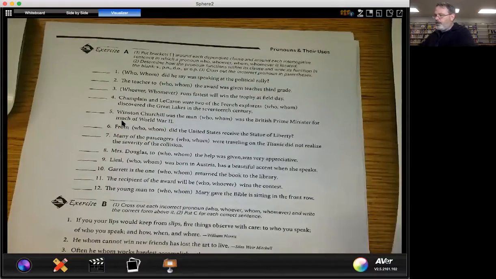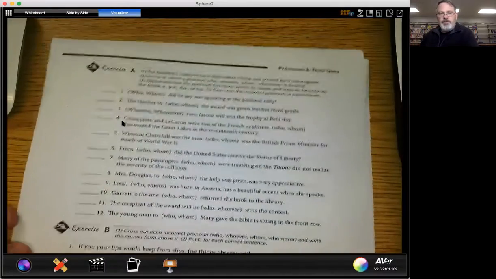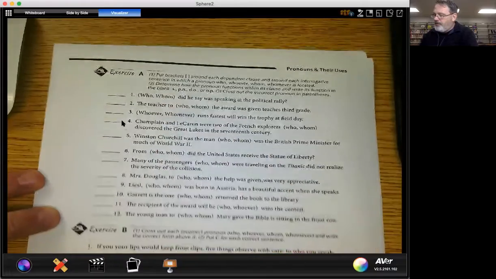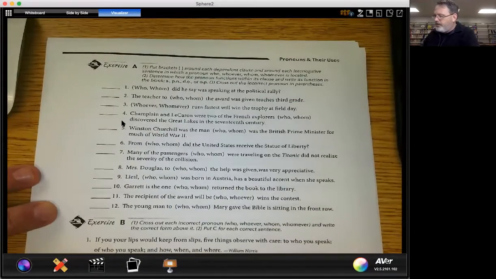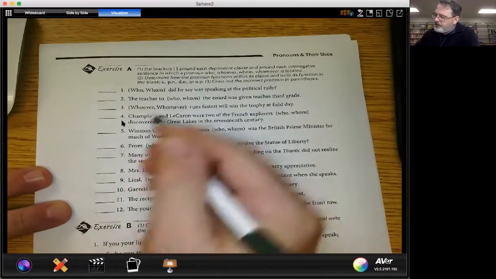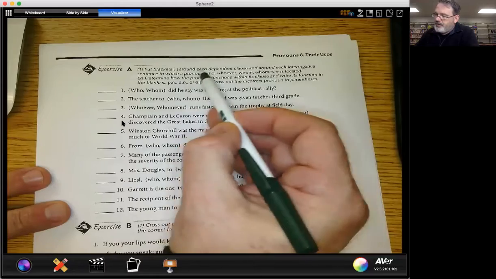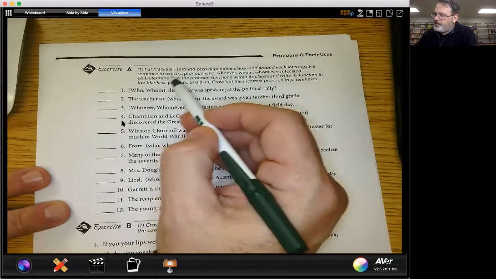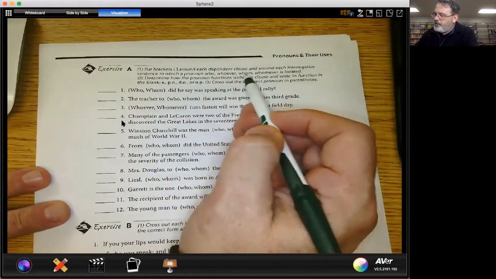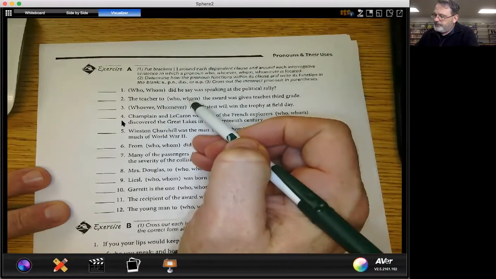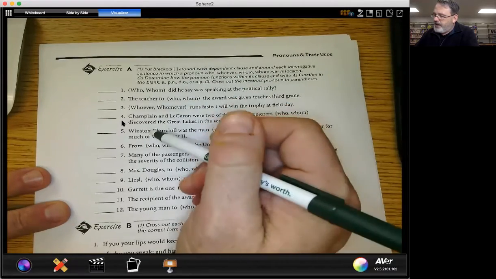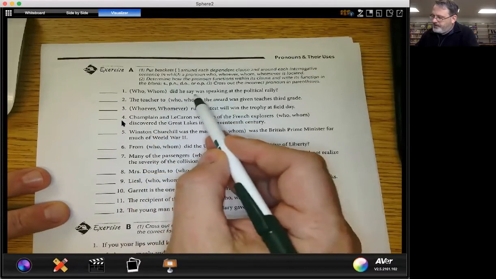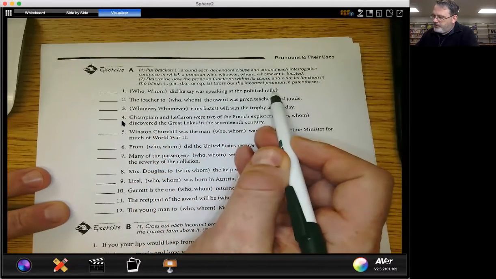So we're going to do the first of each of these exercises, and your homework is going to be to do all of those exercises, A and B, okay? So let's look at the first one. It says put brackets around the dependent clause and around each interrogative sentence in which pronoun who, whoever, whom, whomever is located. Okay, so let's look at the first one. Who or whom did he say was speaking at the political rally?